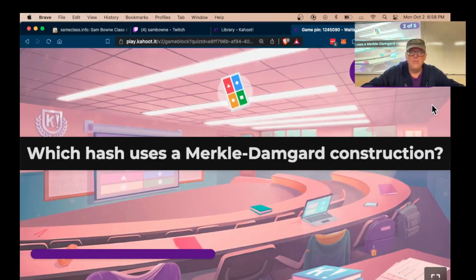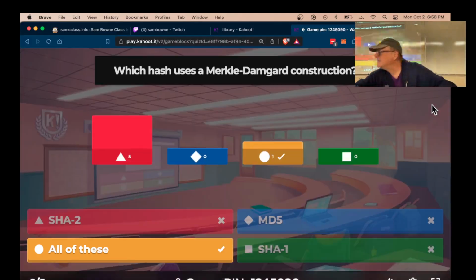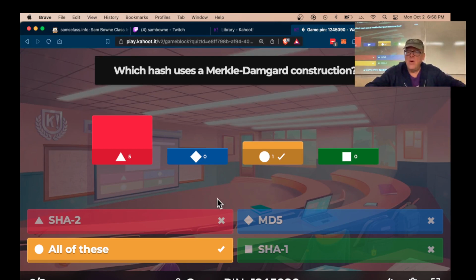Which hash uses Merkle-Damgard construction? All of them. All three of them use the same construction, block by block. That's why they're all vulnerable to the same length extension attack.